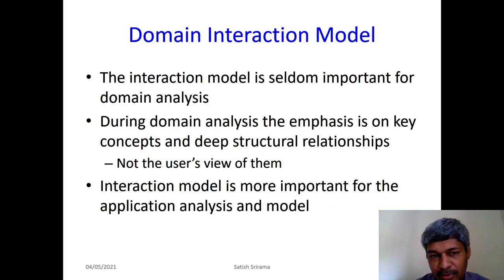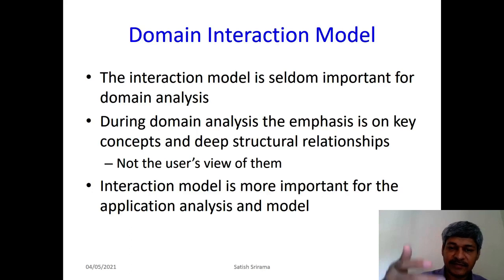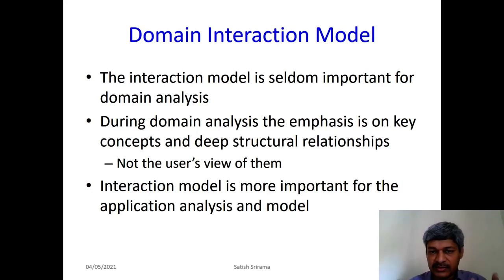Then comes the domain interaction model. We talked about the domain class model and the domain state models. But domain interaction models are seldom important. Interaction models are rarely important for the domain analysis. I have been giving the same example: when you are purely thinking in terms of the domain model, the real life system of a bank or something like that, you are not worried about how you will be interacting with the system. So the interaction models, for example the use cases and the sequence diagrams, are not directly important during the domain analysis.